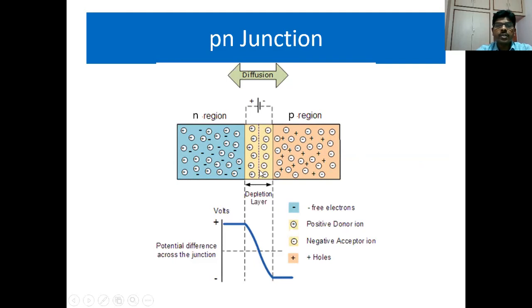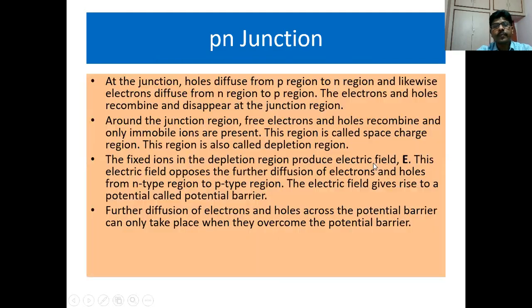This is the junction region between the N-type and the P-type. During the process of crystal growth, electrons will diffuse from N region to P region and holes will diffuse from P region to N region. So there is a region now formed around the junction which does not have free electrons and holes, but has got only immobile ions. So we can see at the junction, holes diffuse from P region to N region and likewise electrons diffuse from N region to P region.